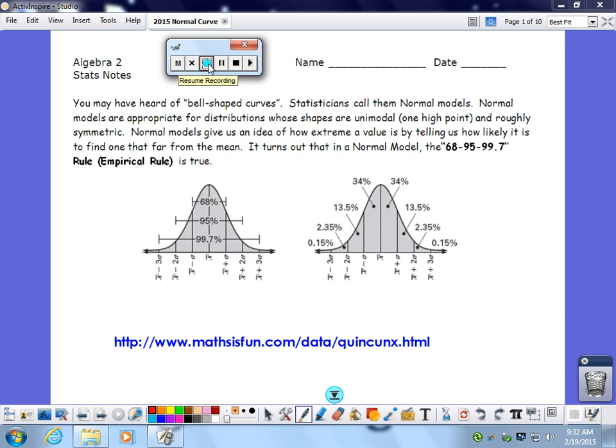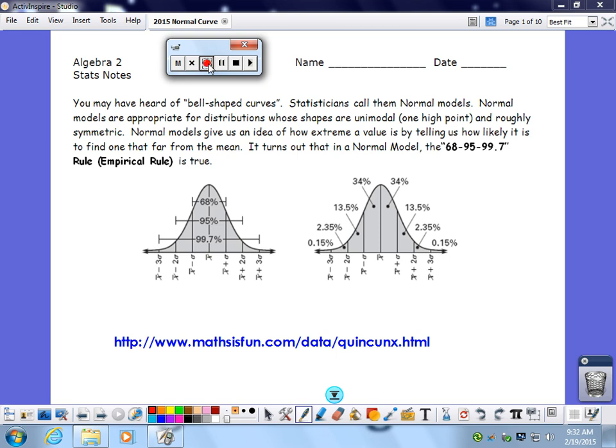Right, these are notes 8E on normal distributions. All right, you may have heard of bell-shaped curves. Statisticians call these normal models or normal curves. Normal models are appropriate for distributions whose shapes are unimodal, that means one high point, and roughly symmetric.